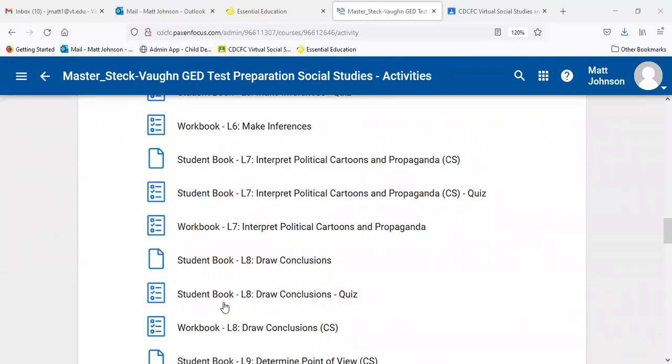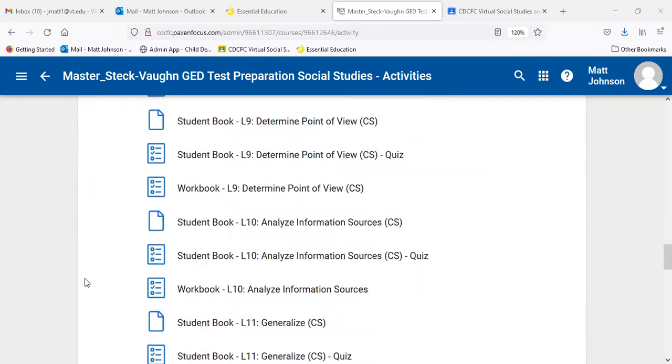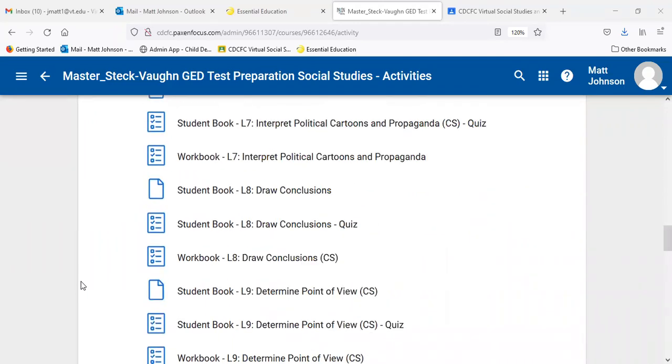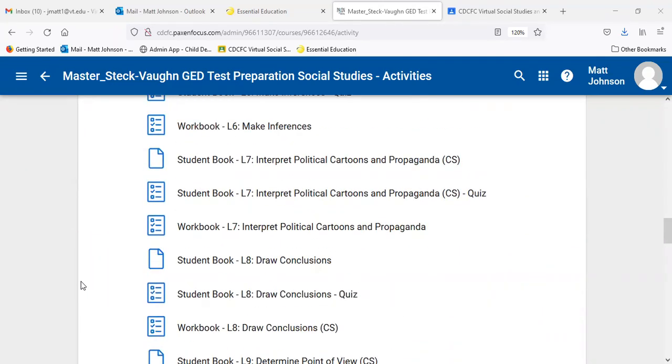And today we're on Unit 3, Lesson 7, and it's Interpret Political Cartoons and Propaganda. Mostly what we're looking at, we're going to look into propaganda a little bit more here down the road. But for now, mostly looking at political cartoons and what they mean and why we see them in print.